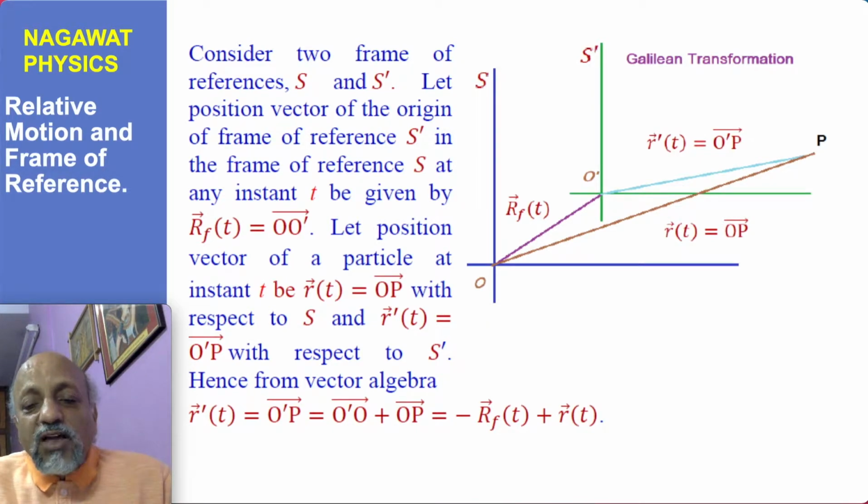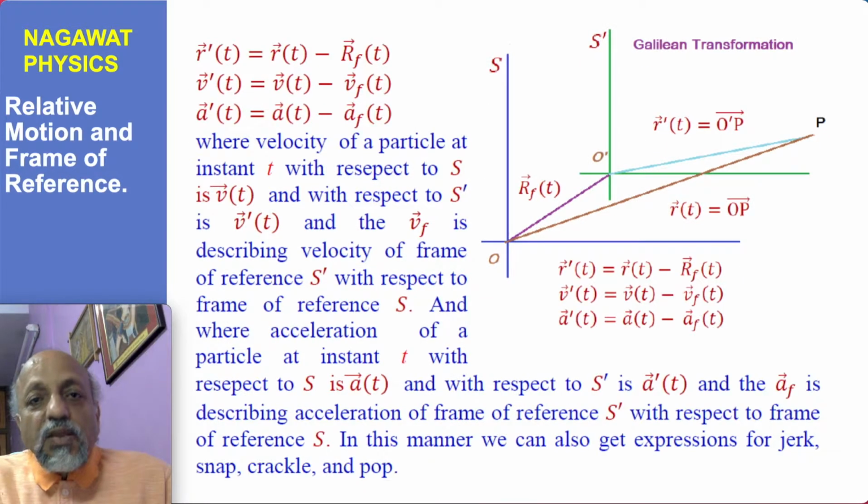Therefore R prime vector is equal to R vector, which is the position vector in the frame S, minus the R_F vector, which is the position vector of the origin of the second frame with respect to the first frame. So this is written here: R prime is equal to R minus R_F vector, and then by differentiating this we get the derivative of R prime with respect to time, which is the velocity vector in the frame of reference S prime, denoted by V prime, and the derivative of V prime is denoted by acceleration A prime. Similarly, in the frame of reference S prime, we have position vector R prime, velocity vector V prime, and acceleration vector A prime.